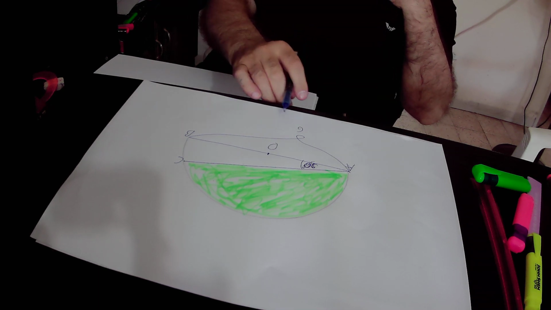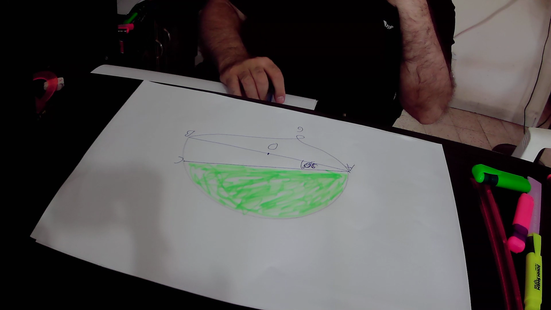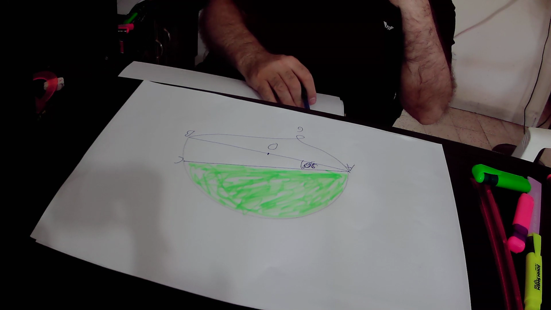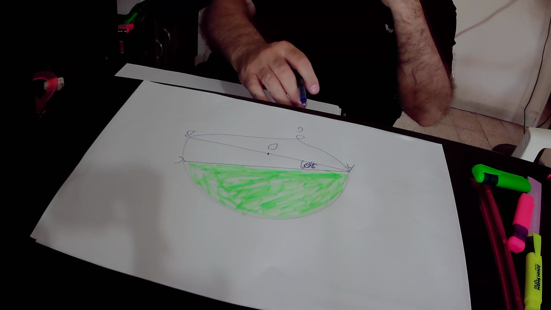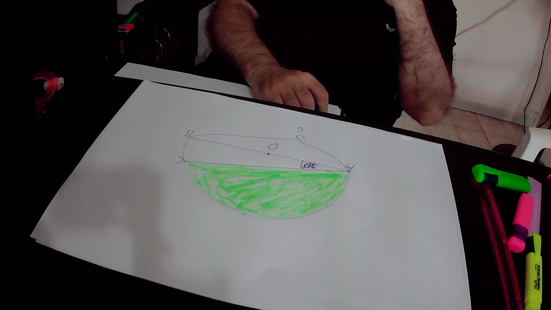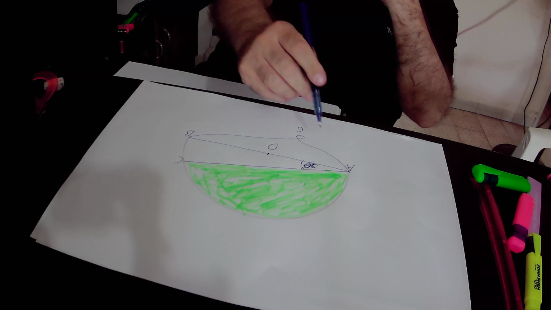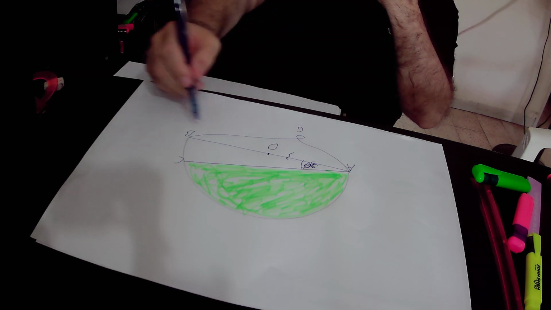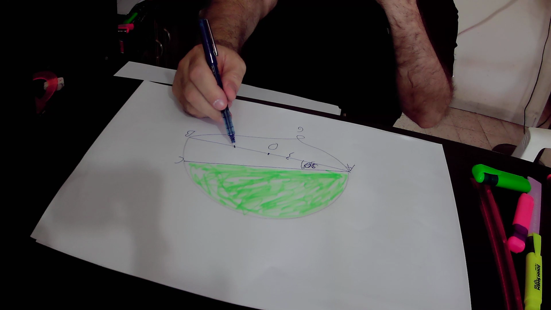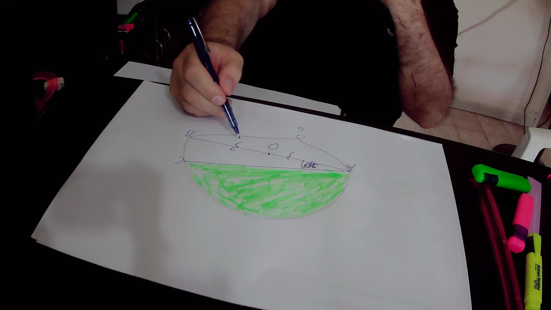AO is the radius, OB is also the radius. We know that the radius of any circle is half the diameter. And we know that the diameter is 6 units, therefore the radius must be half of it, that is 6 over 2, that is 3 units. So AO, that is the radius, is equal to 3 units. OB, that is also the radius of the semicircle, is equal to 3 units.